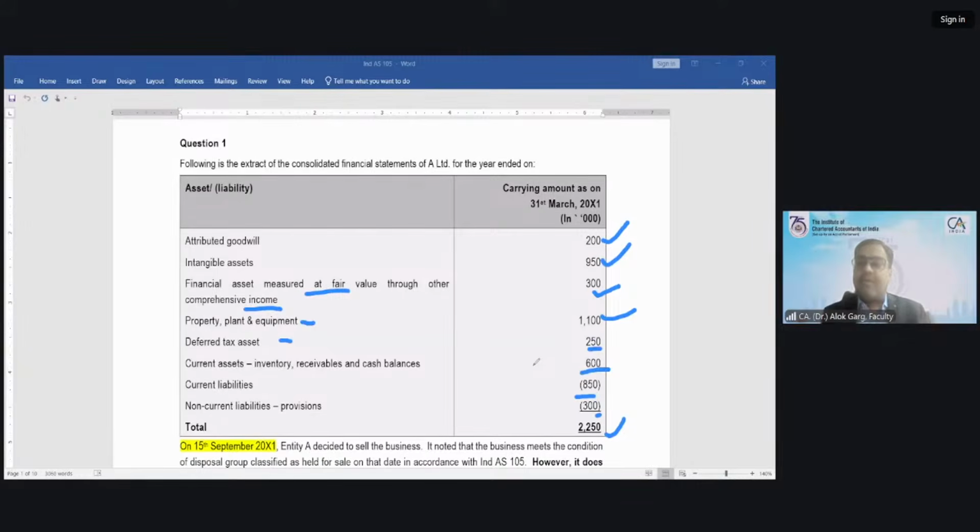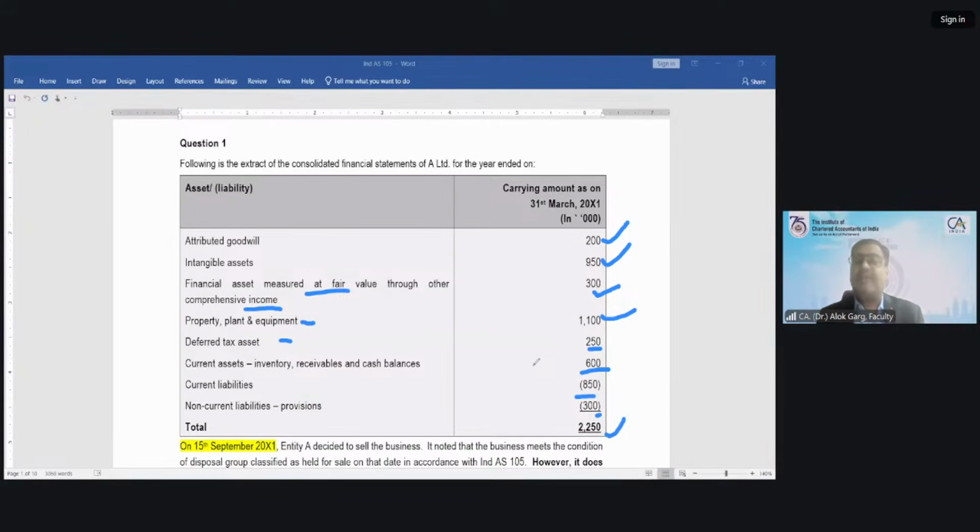But if it is a group of assets, if it is a disposal group, it can be a combination of non-current assets plus current assets and liabilities as well. So friends, this is a disposal group held for sale. Number two, as far as measurement of the assets is concerned in Ind AS 105, when an asset or a disposal group becomes held for sale, all the assets are required to be measured as per Ind AS 105 except few assets.